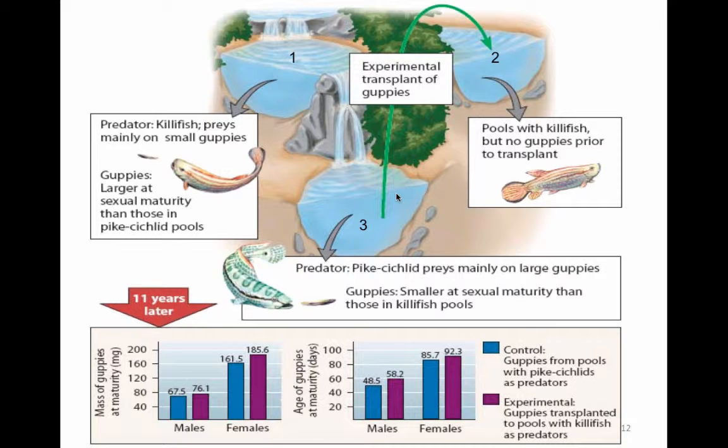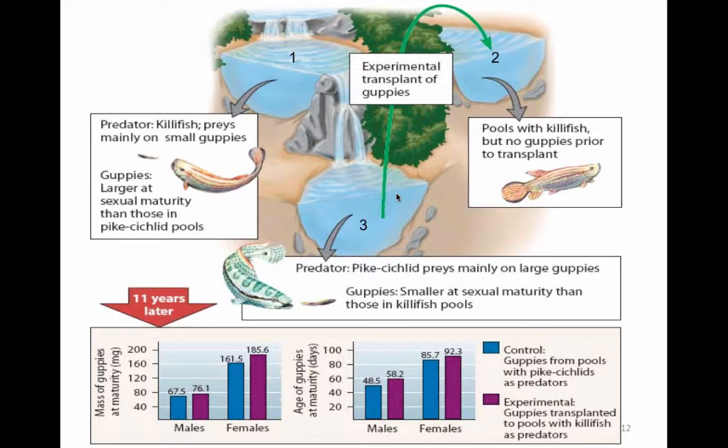200 guppies in the first year of the experiment moved from pool 3 to pool 2. The weight and age at maturity of the pool 3 and pool 2 guppies were compared to determine the impact of pike cichlid predation. The results of the 11-year experiment are reported in the bar graphs at the bottom of the slide.